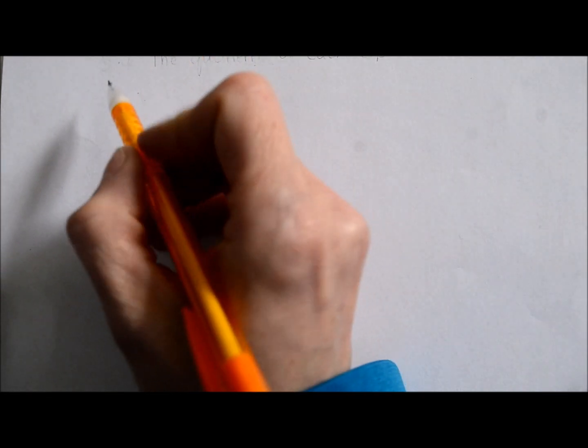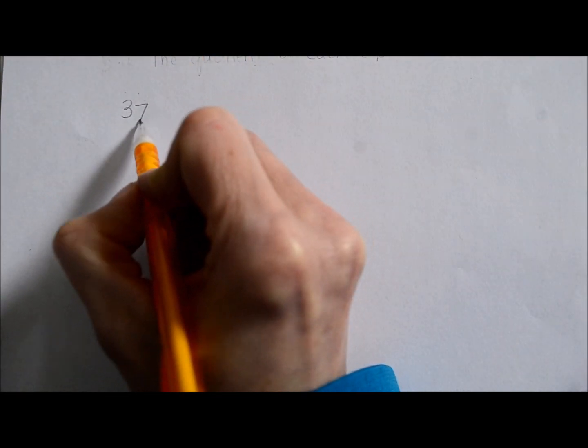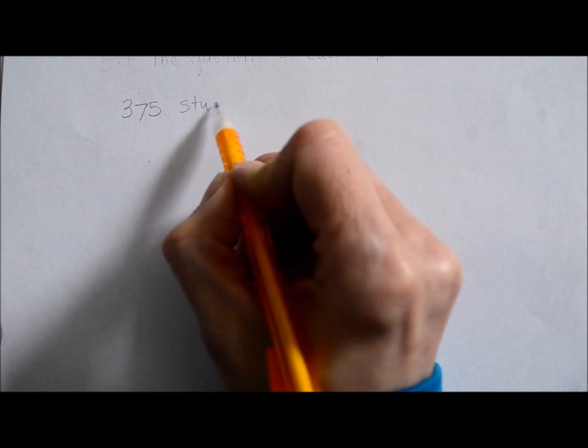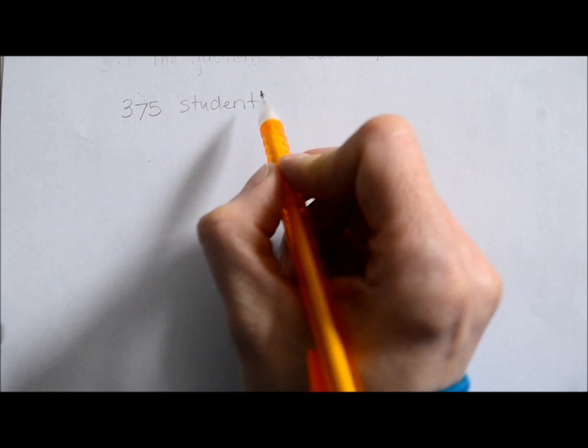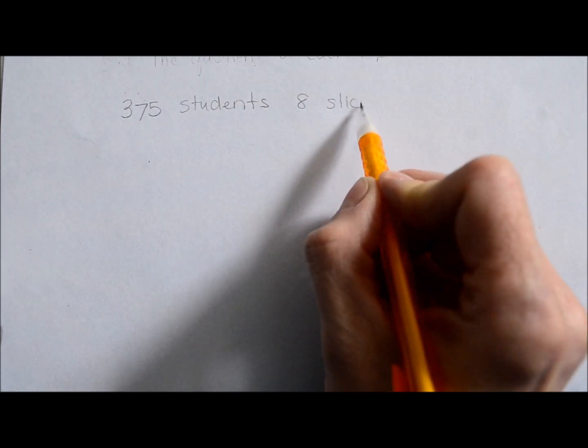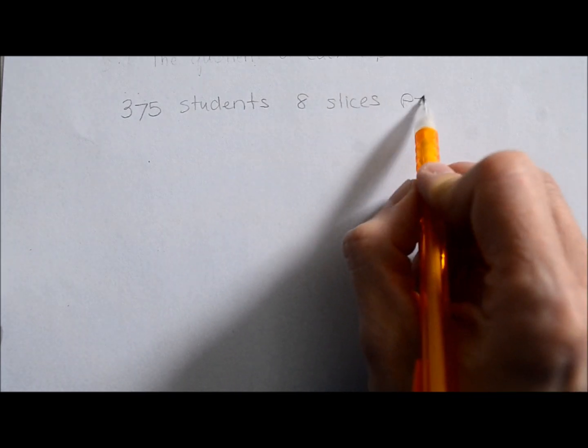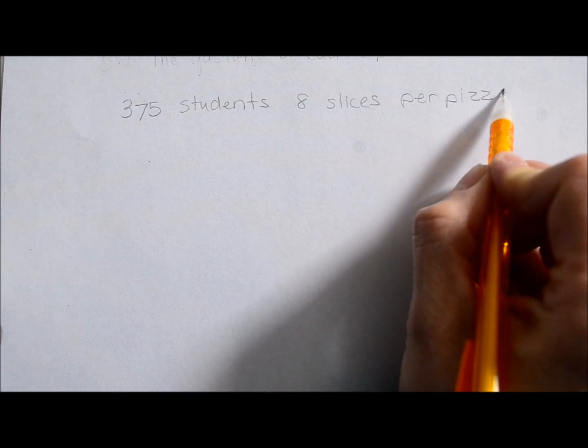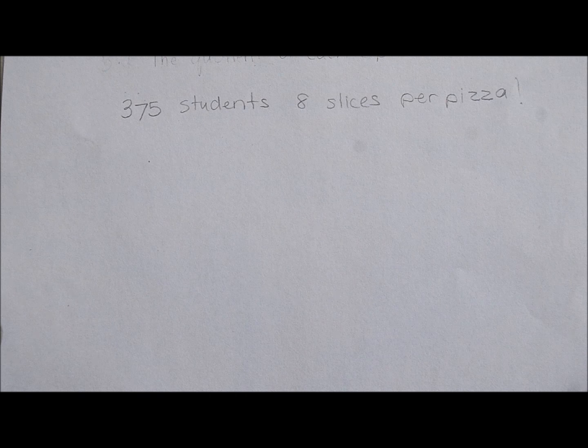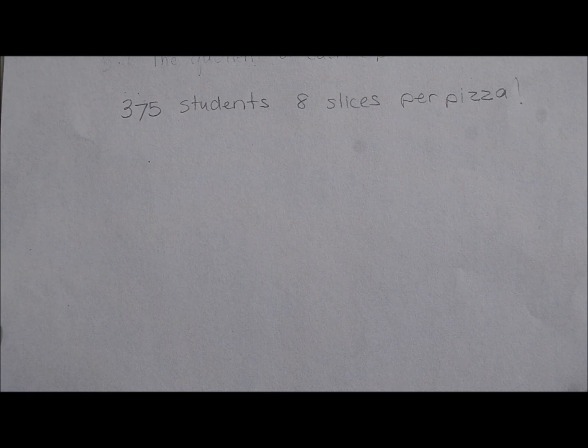Here we go. We're going to do this question by estimating. So our two numbers we're working with are 375 students and 8 slices per pizza. All right, so we're going to use rounding to round our 375 students. We don't need to round the 8 slices because we're pretty good at our 8 times tables. We don't need to touch that.